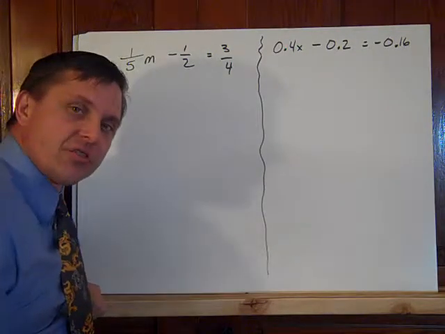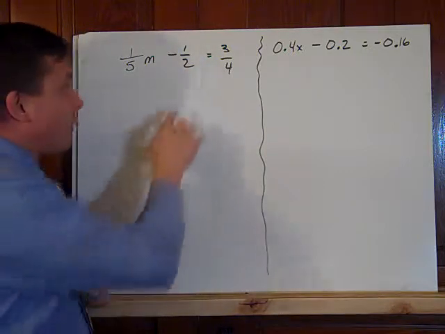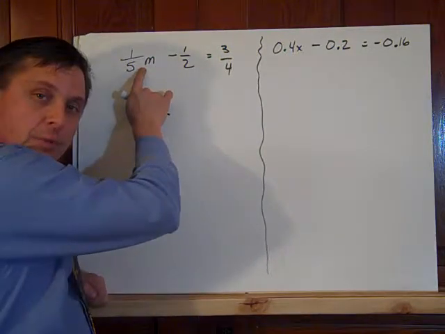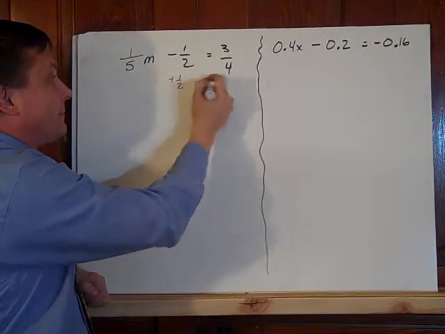Just because they're fractions doesn't change how we do it. I have to do a 2-step operation. I have to get the variable alone. I have negative half, 1/5 m. So I'm going to add a half.